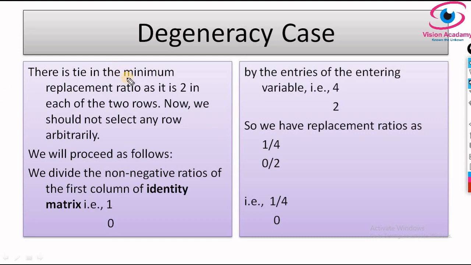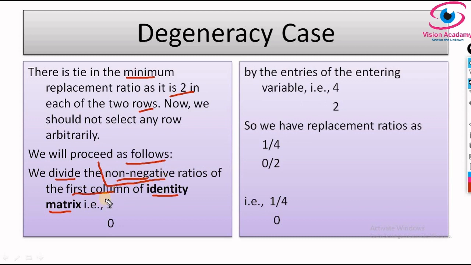So there is a tie in the minimum replacement ratio, as it is 2 in each of the two rows. Now we should not select any row arbitrarily, which means we don't have the choice to select any one of the rows. So instead of that, we will proceed as follows. We divide the non-negative ratio of the first column of the identity matrix. Here you need to understand very importantly, you have to select the first column of the identity matrix. In that too, it must be non-negative, which means there must not be negative values.